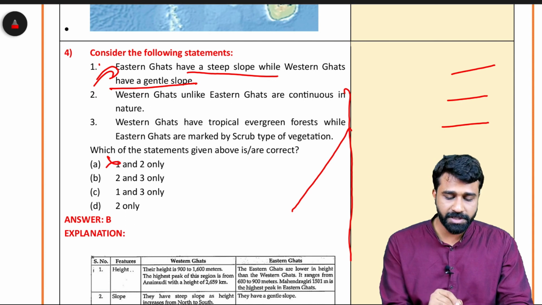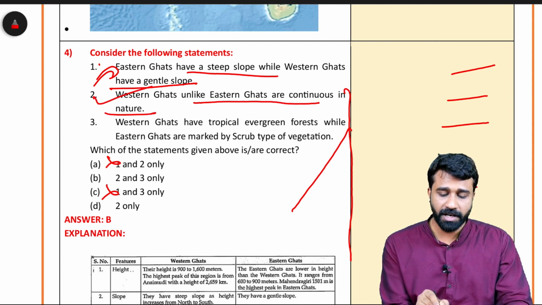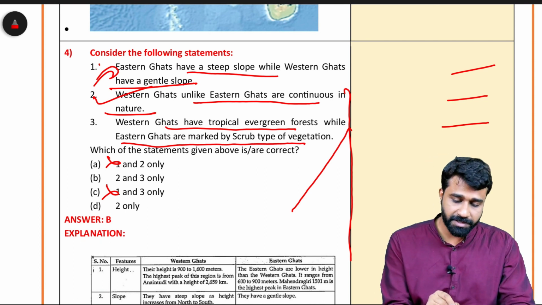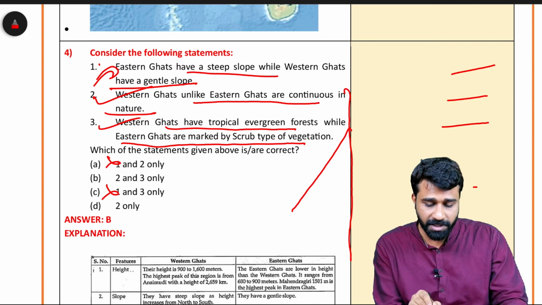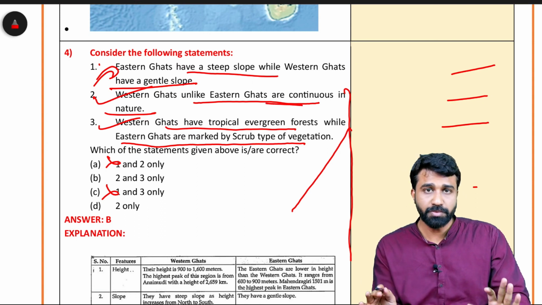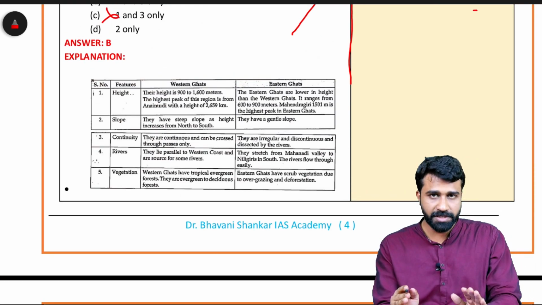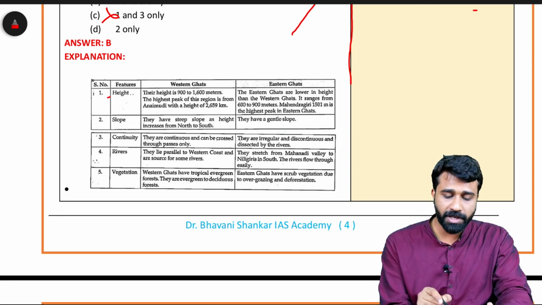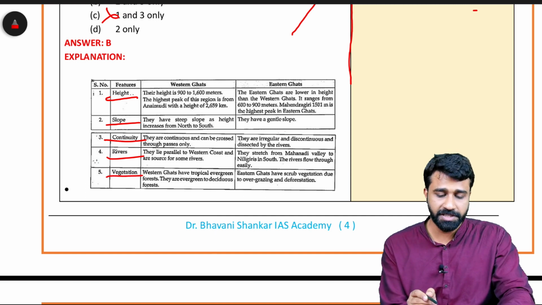Option A and option C are eliminated here. Western Ghats unlike Eastern Ghats are continuous in nature, that is true. Western Ghats have tropical evergreen forest while Eastern Ghats are marked by scrub type vegetation, that is also fine. Yes, second statement true and third statement true, as we have discussed, and these are the basic distinguishing features between Western Ghats and Eastern Ghats. The first feature is about height, second slope, third continuity, fourth rivers, and fifth is vegetation.